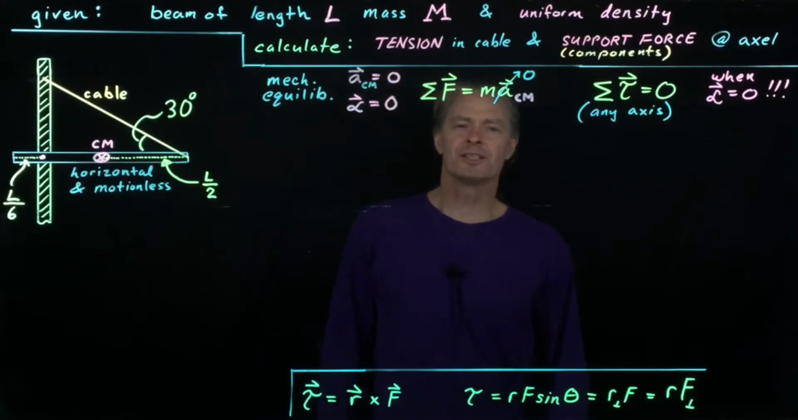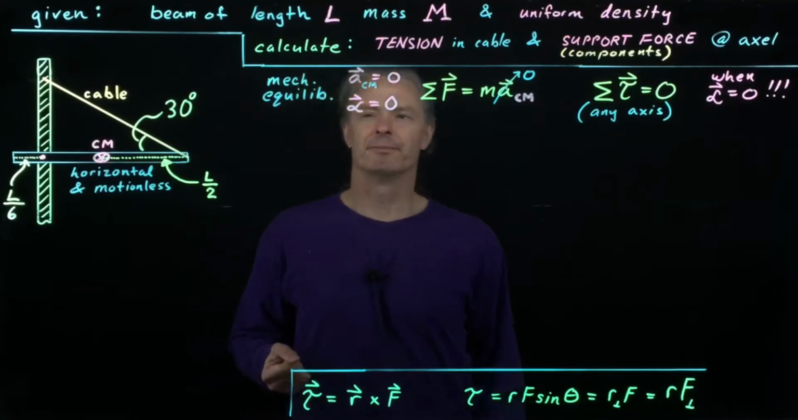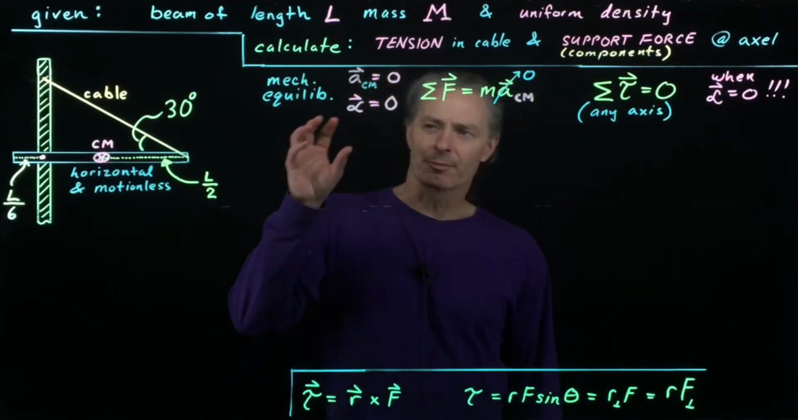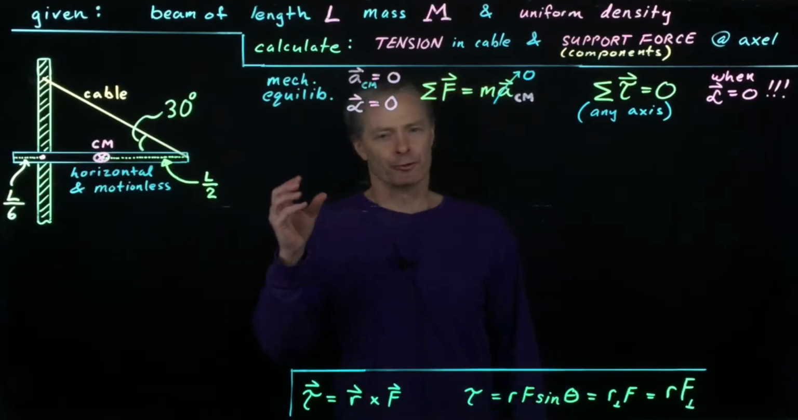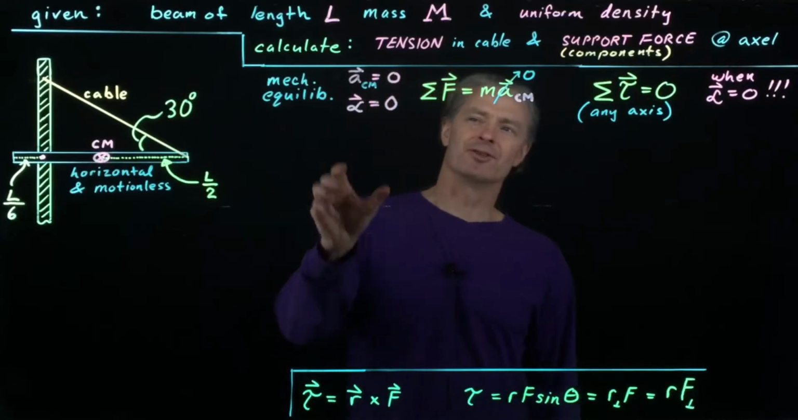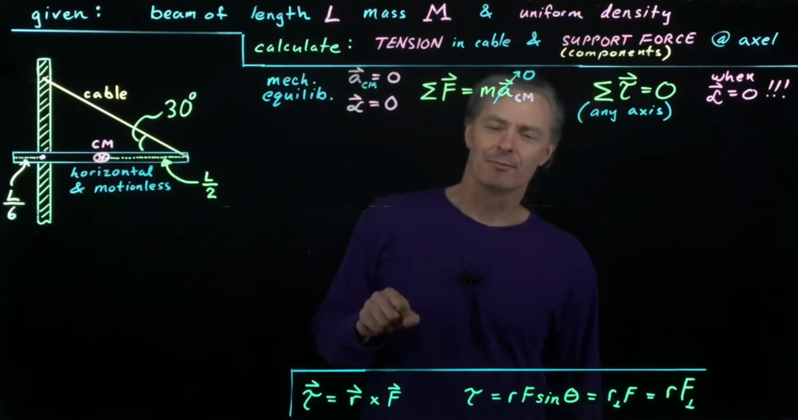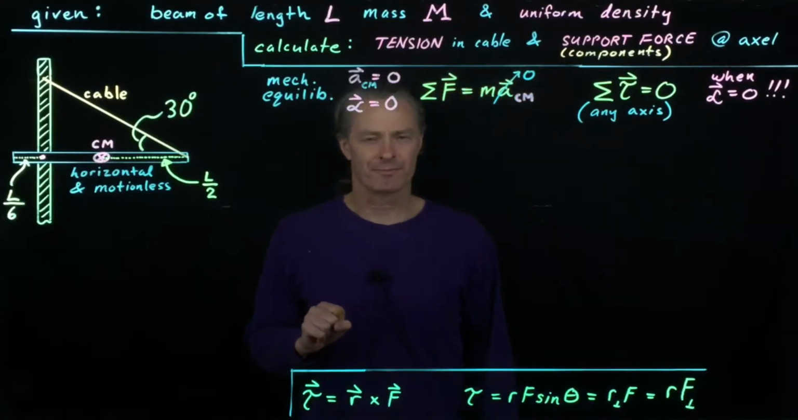Hi everybody. In this video I'm going to solve an example problem involving mechanical equilibrium. Before we get started, I want to briefly review what mechanical equilibrium is. For a rigid object in mechanical equilibrium, the translational acceleration of the center of mass is equal to 0. And also, the angular acceleration is equal to 0.